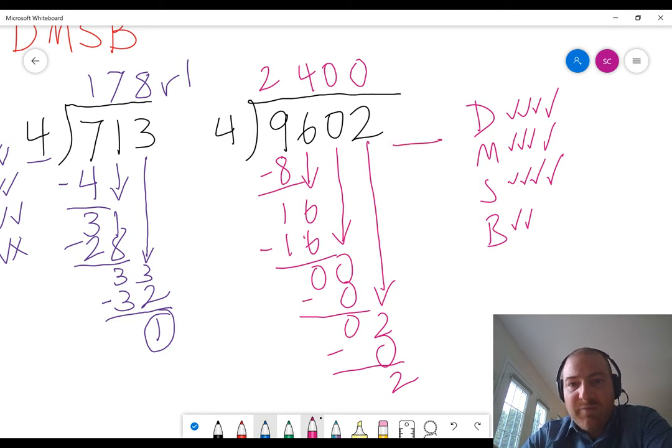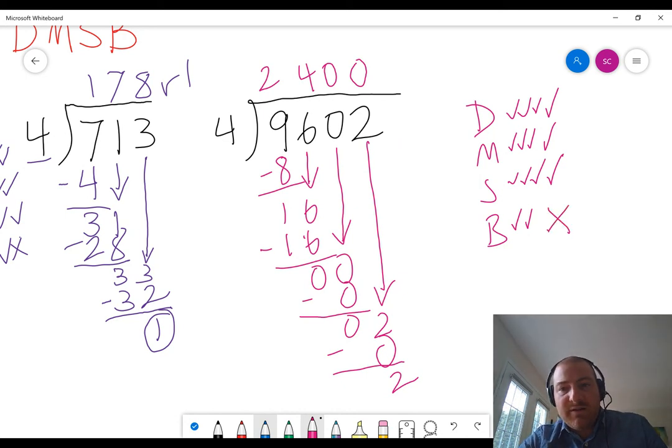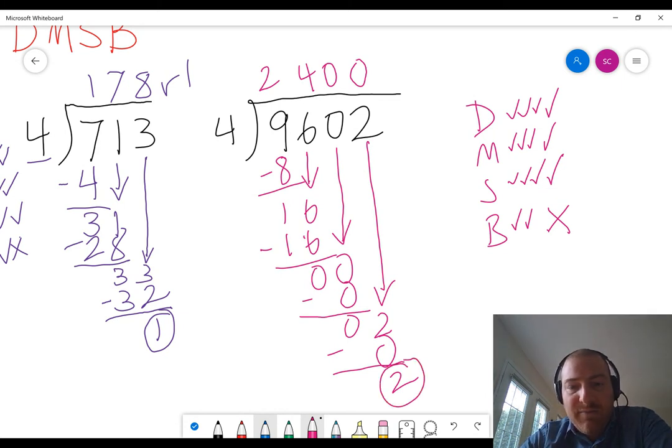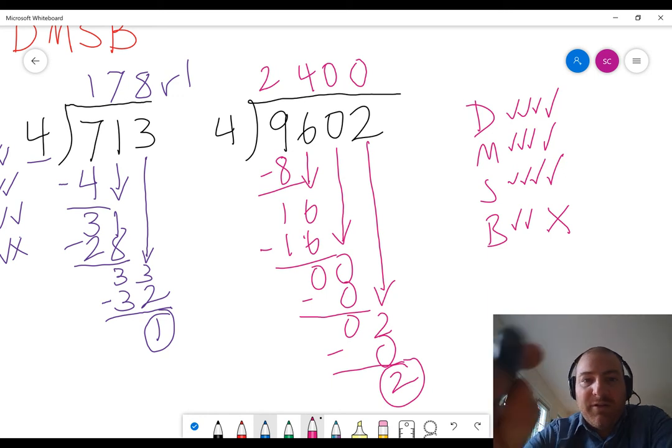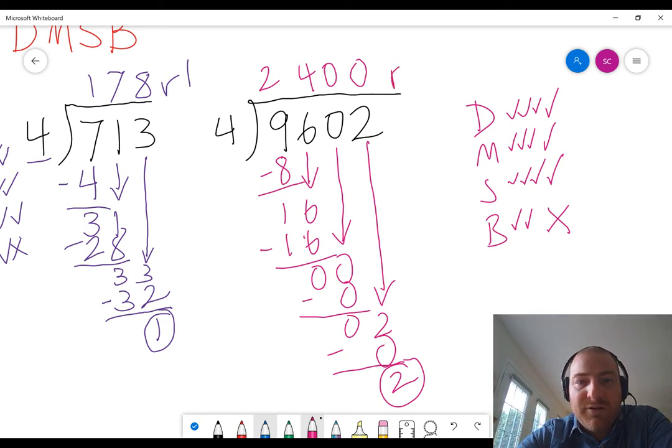There's nothing left to bring down over here. So we know we are done bringing down. And this number here, this 2, must be a remainder because there's nowhere else to go. So we have 2,400 with a remainder of 2. So hopefully those examples help you remember how to do DMSB for long division.